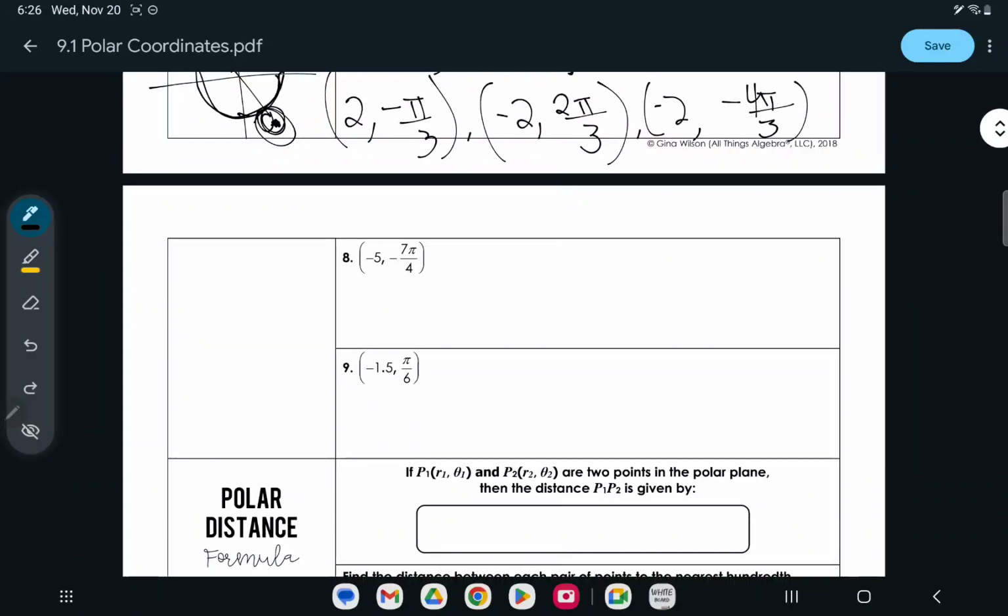Okay, let's try one more. Let's do this one. So let me figure out where this one is. So let's see. Normal 7 pi over 4, 1, 2, 3, 4, 5, 6, 7 is here. So negative 7 pi over 4 would be 1, 2, 3, 4, 5, 6. It would be here. And then this is going forward. So we're actually here.